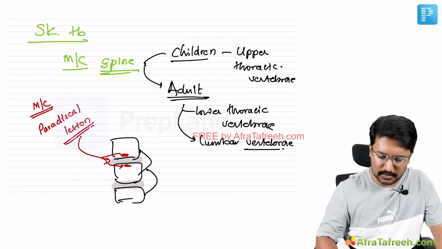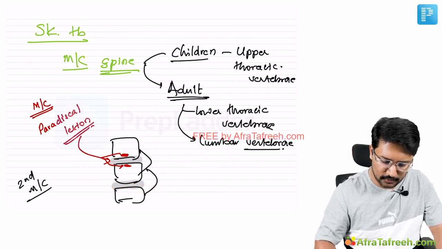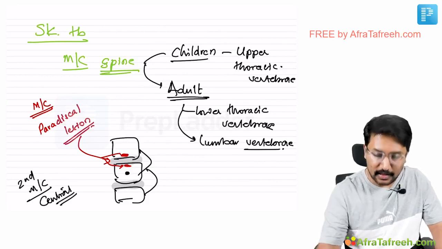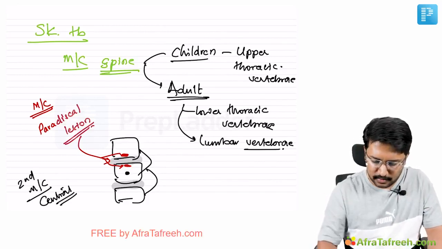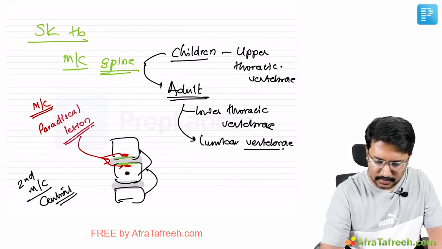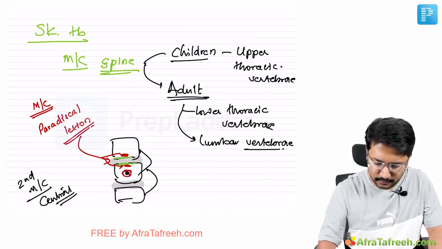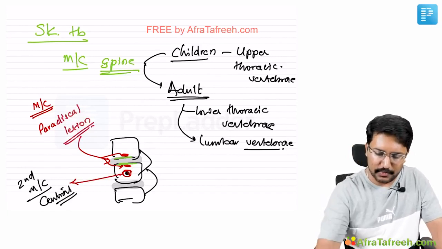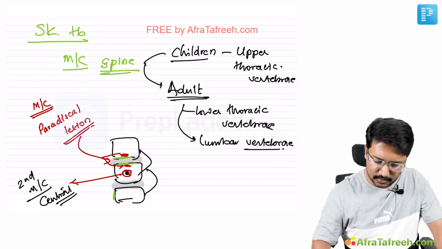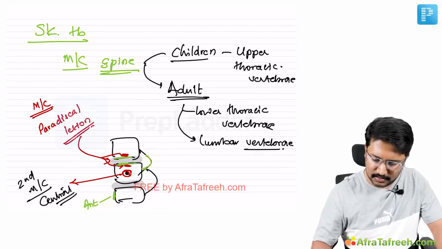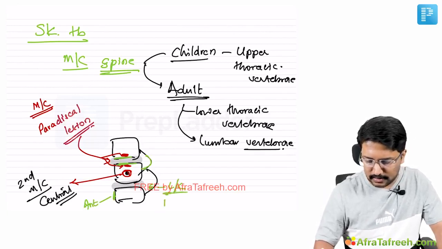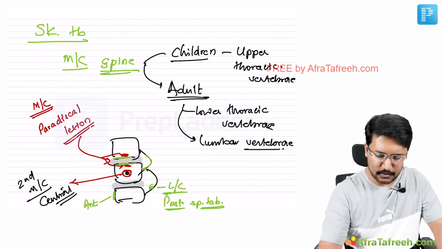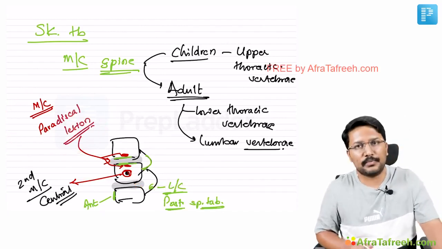Apart from that, the second most common is what we call a central lesion. A central lesion is where the lesion is deep seated in the vertebral bodies, mostly away from the paradiscal region. This is our paradiscal region. When it is away from it, close to the center of the vertebral body, we call it central spinal tuberculosis. Even the anterior part of the spine can be affected, then we call it anterior, and sometimes the posterior structures are affected. That is the least common, and in that case we call it posterior spinal tuberculosis. MCQ wise they might ask you what is the most common type, that is paradiscal lesion.